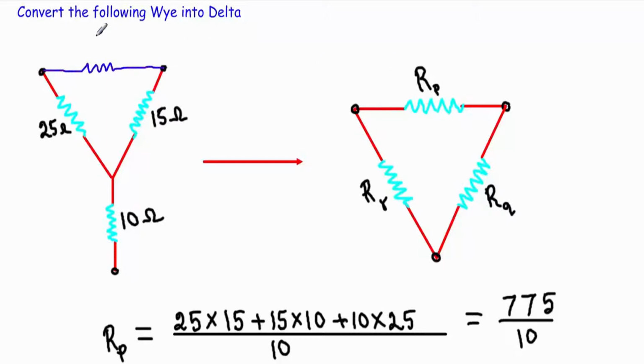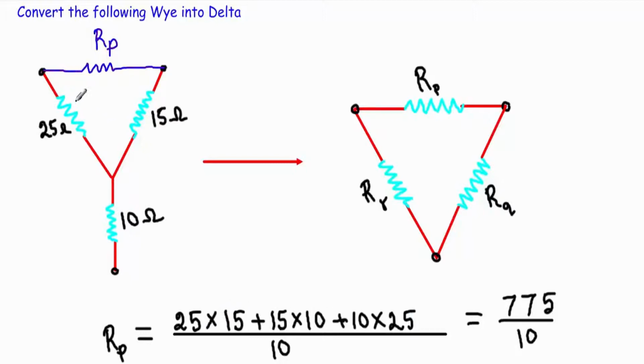That resistance is Rp. Now if you remember the shortcut of calculating Rp, you will see that if I want to convert Y to delta, at first I will multiply this 25 with this 15, 25 into 15, this 15 with this 10, 15 into 10, and this 10 with this 25, 10 into 25, and after that I will add them up.